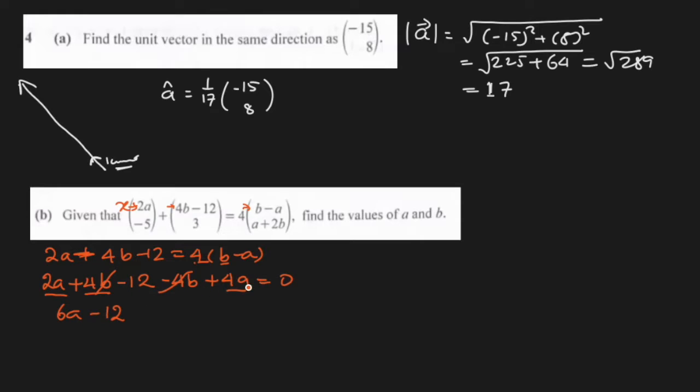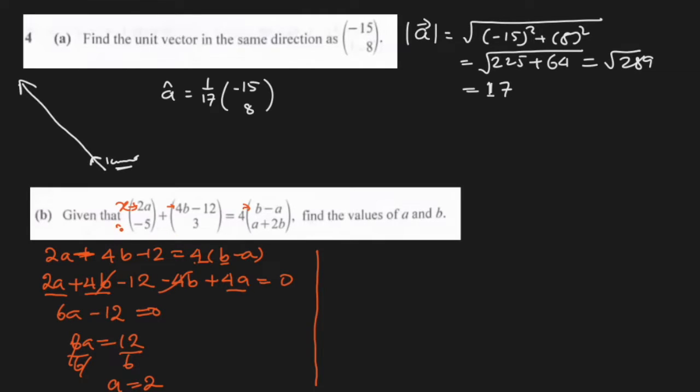6a minus 12 is equal to 0, so 6a equals 12. Taking 12 to the right side and dividing by 6, a is 2. Let's find b.